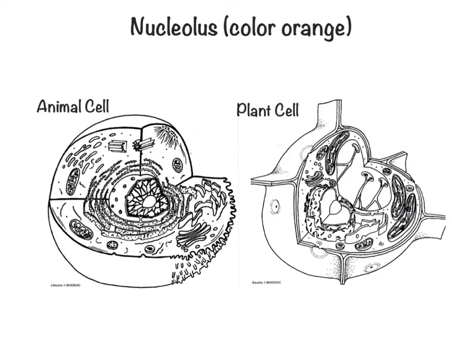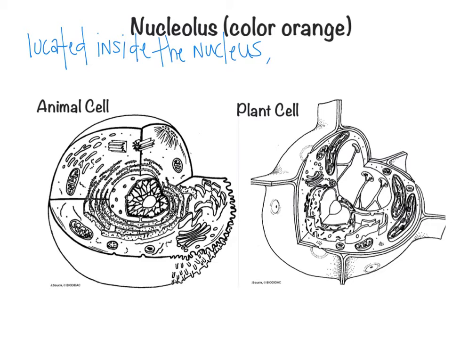The next thing we're going to talk about is our nucleolus. Get your orange colored pencil ready. This is what is located inside the nucleus. Sometimes we get these confused, so please don't do that. It is located inside the nucleus, and it is going to produce, or you could say make, ribosomes. We're going to talk about ribosomes in a minute, but for now just know that our nucleolus is located inside our nucleus and it's going to make ribosomes. So we want to color it orange.